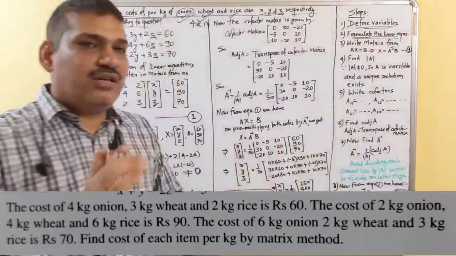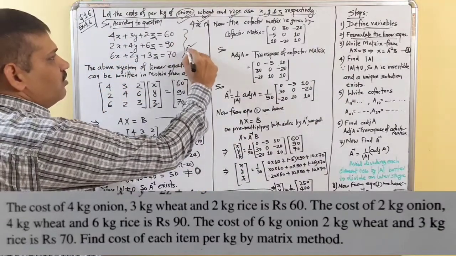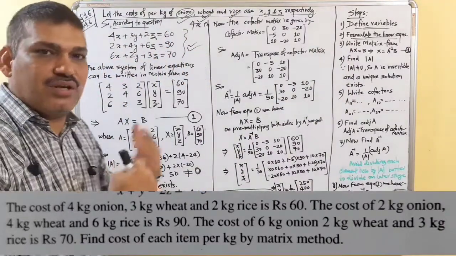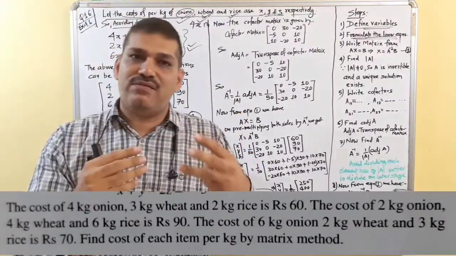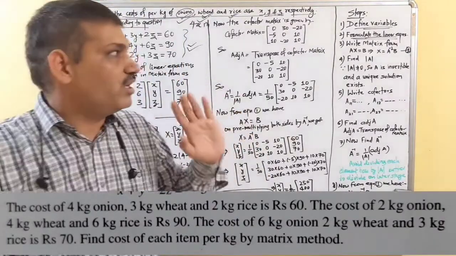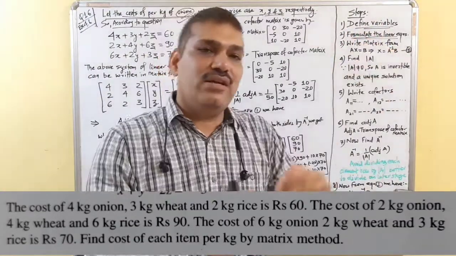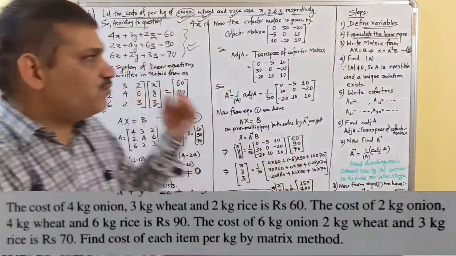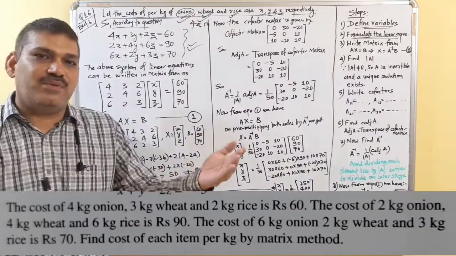Well, if you are not given a word problem, that means you are already given this step. You are already given the 2 or 3 equations. If there are 2 variables, then 2 equations will be given. If there are 3 variables, then 3 equations will be given. And in a word problem, we are to define the variables and formulate the linear equations. After doing this, we write it in matrix form as we did in the previous session.